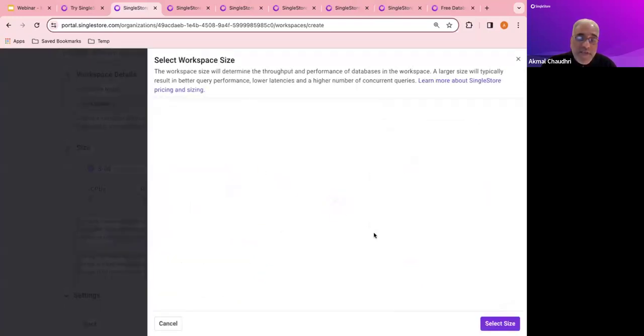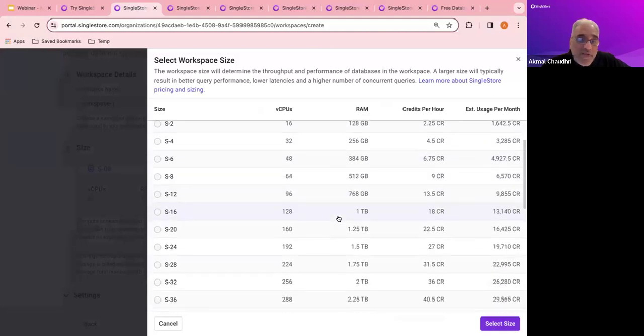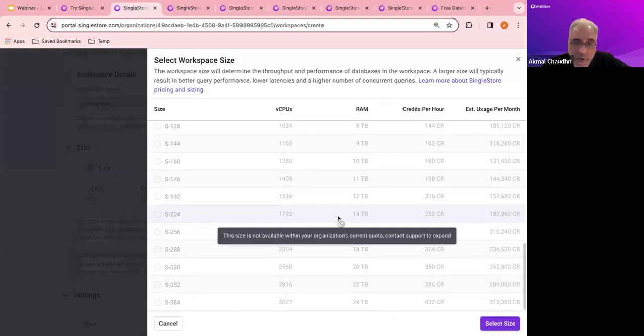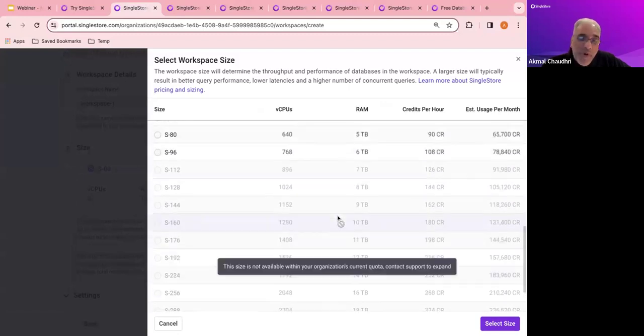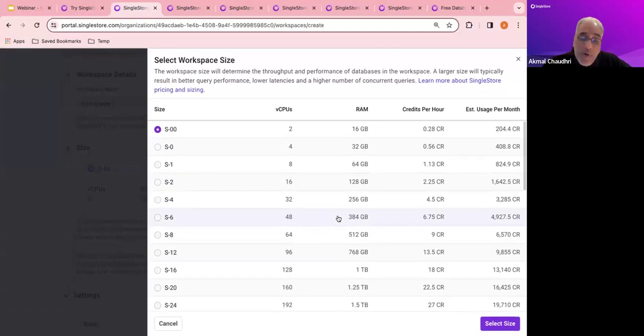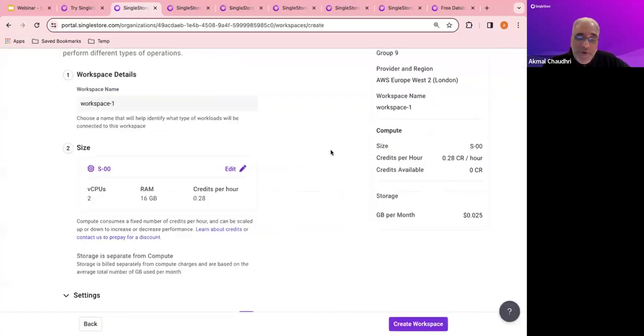So if I edit this, you can see that I've got lots of choices in terms of how much compute power and memory I really need. It goes all the way to a whopping, I think it's S384, which is over 3,000 virtual CPUs, 24 terabytes of RAM, and that uses up an enormous 432 credits per hour. Probably for the vast majority of you, if you are migrating from the hobby plan on PlanetScale, I don't think you'll need that level. But it's available if you decide that's what you need.